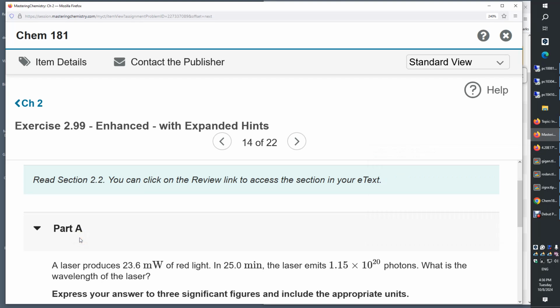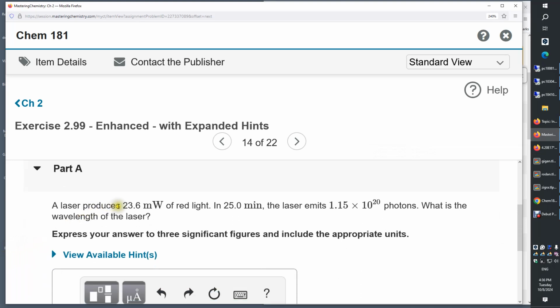Chapter 2, Exercise 2.99, Part A. A laser produces 23.6 milliwatt of red light. In 25 minutes, the laser emits 1.15 times 10 to the power of 20 photons. What's the wavelength of the laser?